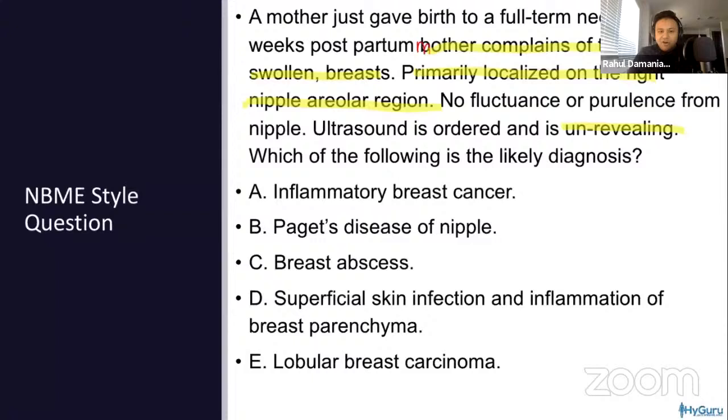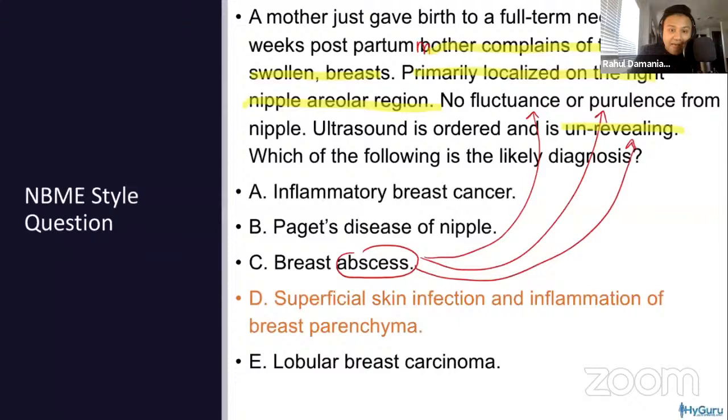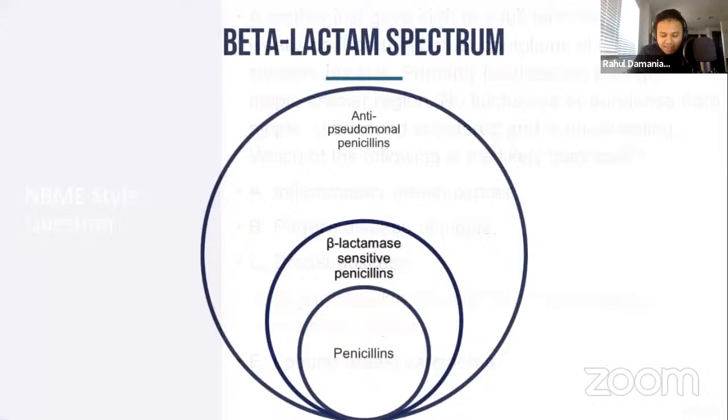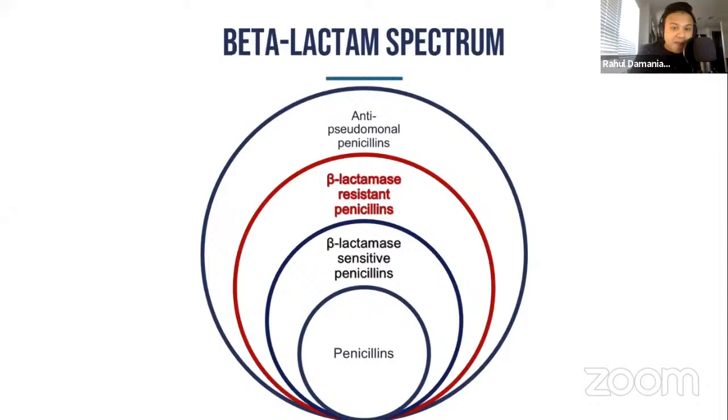That mastitis is going to be typically caused by staph and is a superficial skin infection and inflammation of the breast parenchyma. And why it is not an abscess, it's because there's no purulence, there's no fluctuance, and the ultrasound doesn't show the abscess. And remember, abscesses histologically have the epithelial cell layer. So that brings us into the beta-lactamase resistant penicillins. Now, these penicillins are going to have a very large beta-lactam chain. And essentially, these beta-lactamase resistant penicillins are going to be your methicillin, your oxacillin, dicloxacillin, and nafcillin.